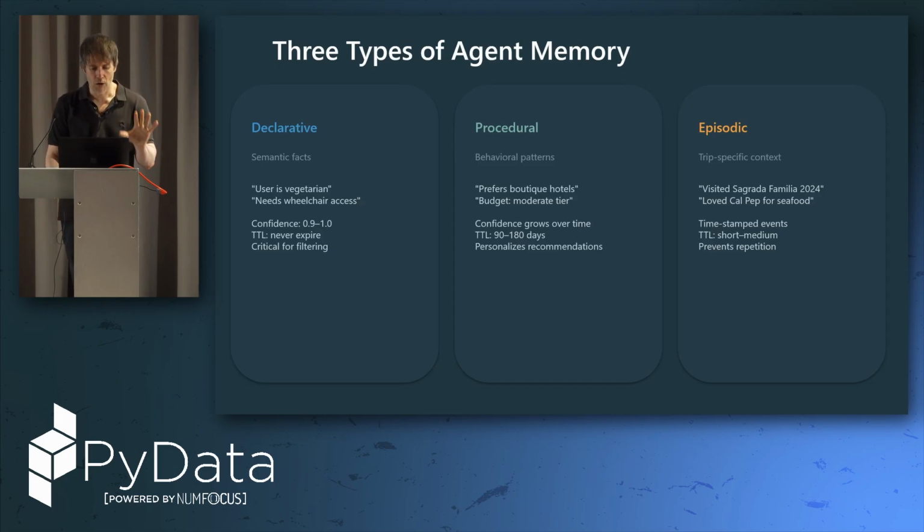You can see there are different confidence levels assigned to those different types. So for declarative, much higher confidence, different TTL levels, so time to live, when that data will expire. If it's a declarative, if it's a semantic fact, we'll never expire it. Of course, it might be superseded, but we'll come on to that. Critical for filtering. For procedural, the confidence in that kind of memory grows over time, and that wouldn't necessarily last as long because behavioral patterns do change, and then episodic would be specific to the given event, and typically you would be compressing episodic memory into procedural memories as well.